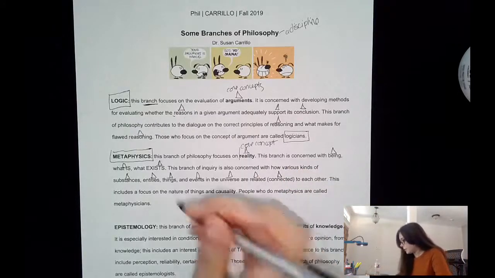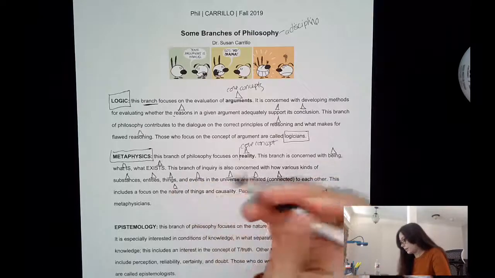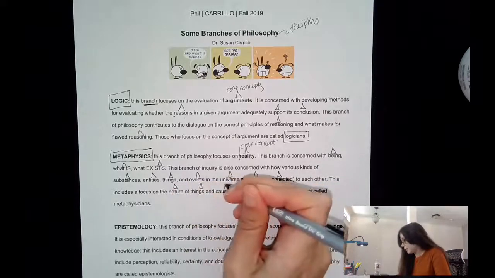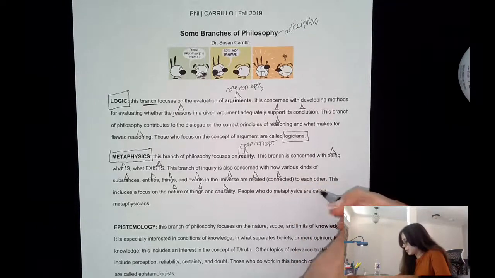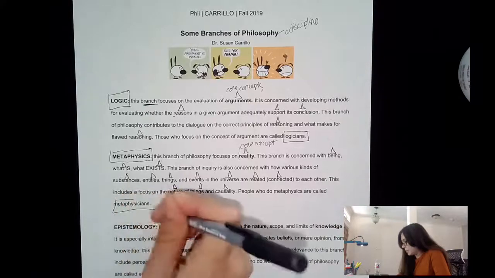This includes a focus on the nature of things, and when we read this together in class, students always say causality. It's just the way our brains work when reading, but it says causality. So think in terms of cause and effect. People who do metaphysics are called metaphysicians. Okay?